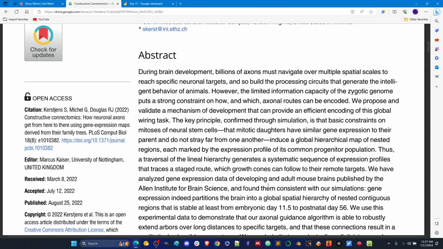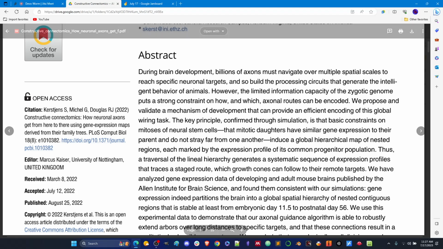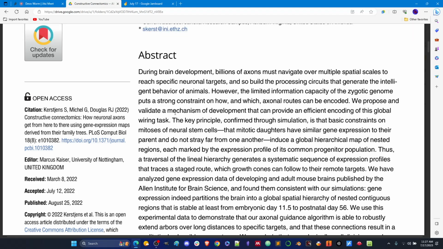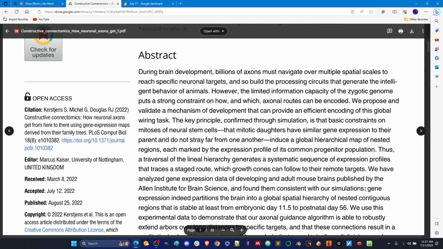We've analyzed gene expression data of developing and adult mouse brains, published by the Allen Institute of Brain Science. So the Allen Institute has a really nice set of mouse brain atlases, which show not only the anatomy in high detail, but the gene expression maps and their spatial distribution in high detail. So they've done this for, I think, the entire mouse brain, or a number of different mouse brains. They've done this for development and for the adults. This is a good resource if you're interested in this more. And found them consistent with our simulations.